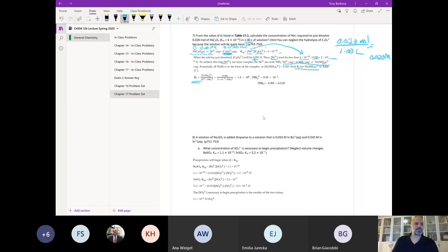Dr. Barbosa? Yep. I had a question about this. How do you know that the concentration of the NiNH3 is going to be 0.020? Because I thought because the KF determines how much of it's formed, it's not going to be formed by the entire molarity of 0.020.